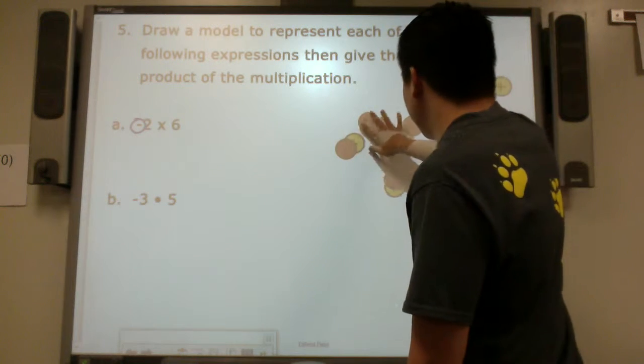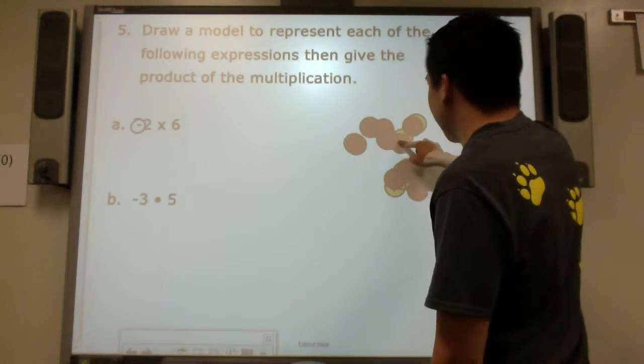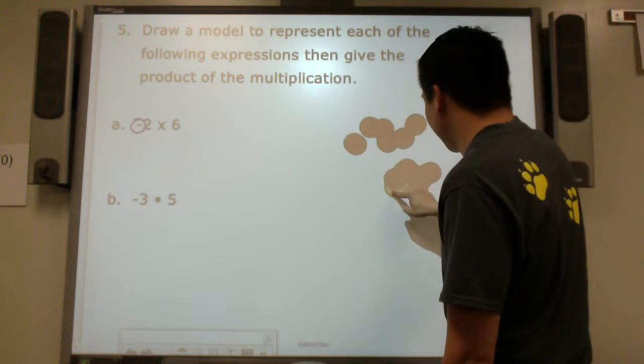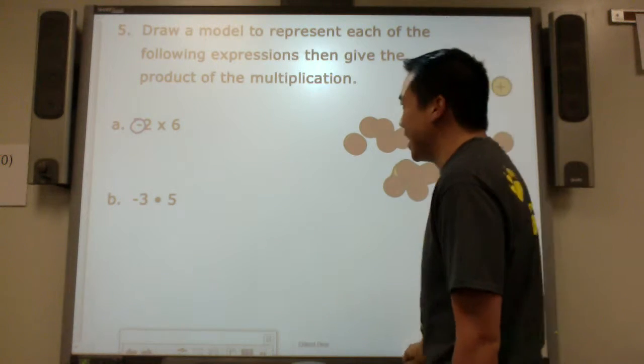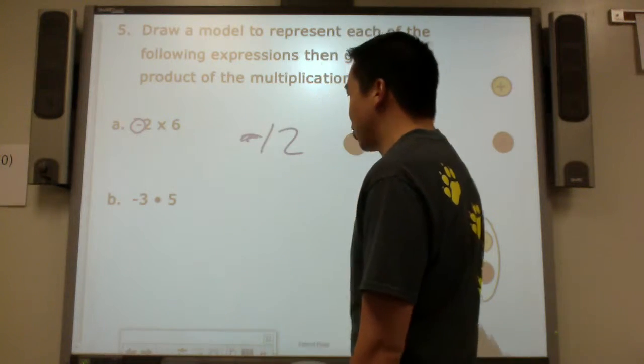So opposite of it, as you see, I'm putting on top of it. These are not zero pairs. Hopefully you can see that. That's negative 12.